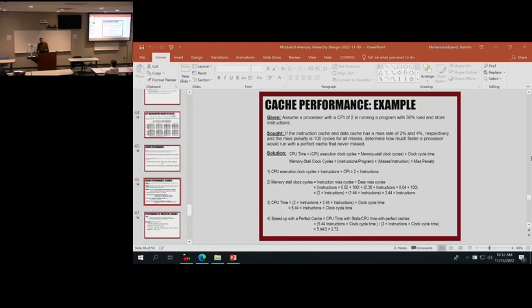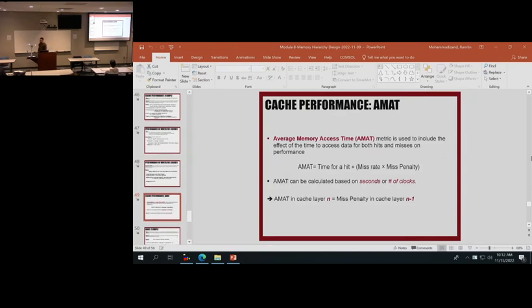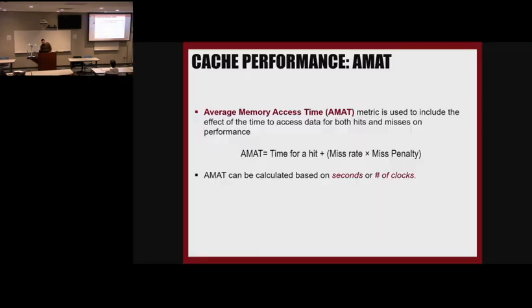So cache performance, we talked about different layers of the cache and so on, but we finished this part with the concept of AMAT, or average memory access time. So average memory access time is a metric that is used to basically find how much time it takes for each layer in the memory hierarchy to bring the data in. Okay, so this metric includes both the time for a hit as well as miss rate and miss penalty.